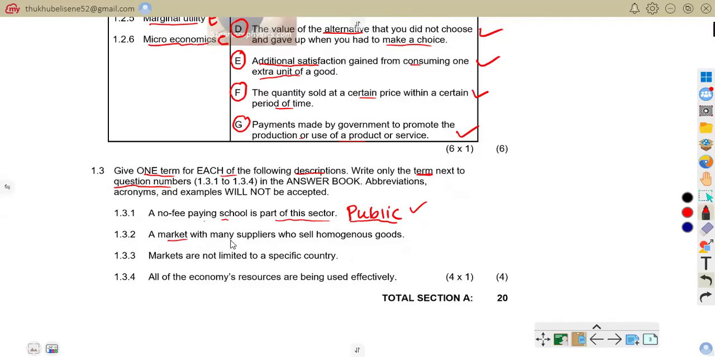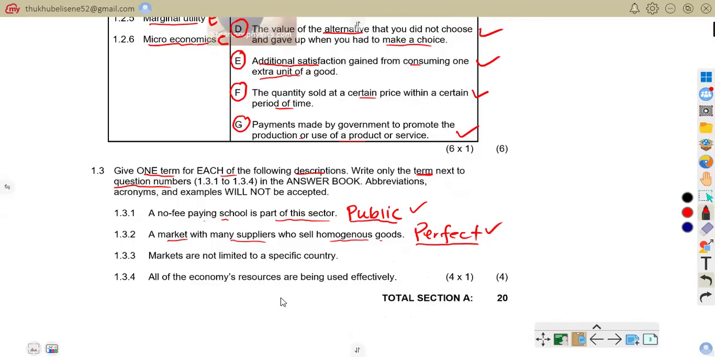1.3.2, a market with many suppliers who sell homogeneous goods. So what is the best term to use there? It's a perfect market. So perfect market refers to a market with many buyers and sellers and no control over price. For example, we're talking about fresh produce markets, currency exchange markets. So the best term is perfect market.